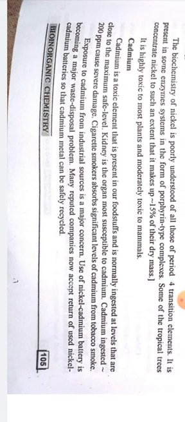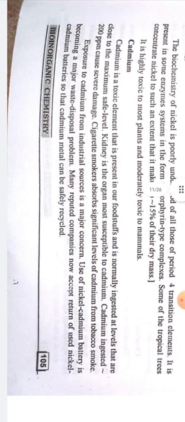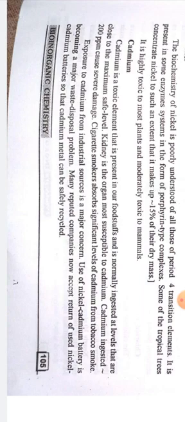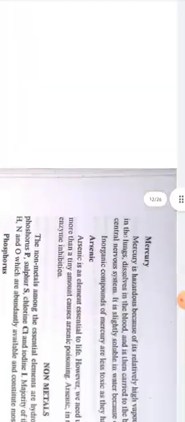Next element is cadmium. Cadmium is a toxic element and it is present in our foodstuffs and normally ingested at a level close to the maximum safe level. The kidney is the organ most susceptible to cadmium. Cadmium ingested at 200 ppm causes severe damage. Cigarette smokers absorb significant levels of cadmium from tobacco smoke. Exposure to cadmium from industrial sources is a major concern. Nickel-cadmium batteries are recycled so that the cadmium metal can be safely recovered.